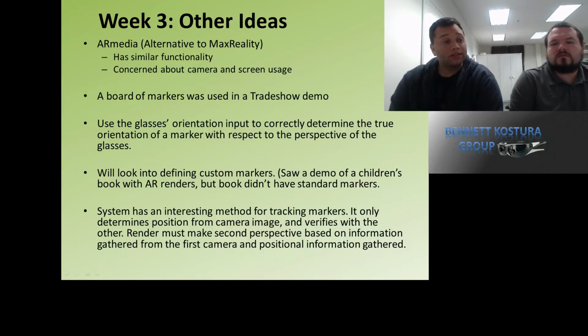So that's what we've been working on and struggling with this week, and hopefully we'll crack at least one of these things open next week, or at least provide you some information on AR Media. And so that's week 3.